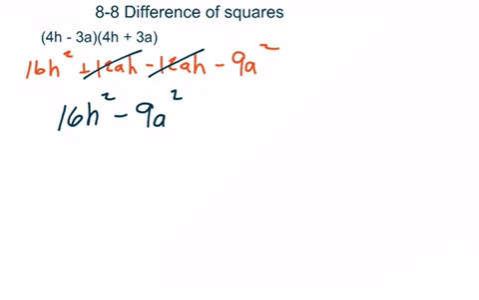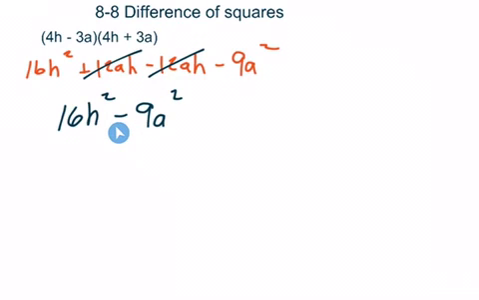All right, so that would be our product of those two binomials. So basically, where you're going to start today, you're going to start here, and then you're going to end up at this point. So what would that look like?